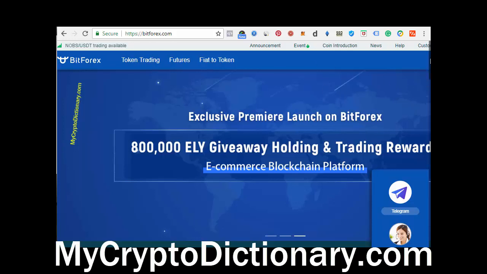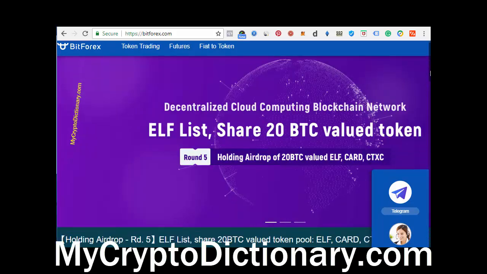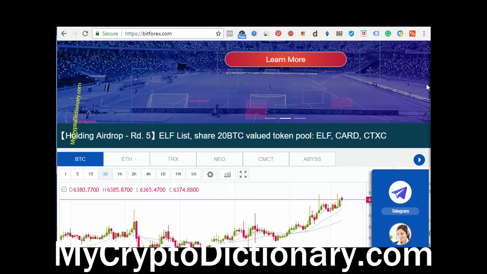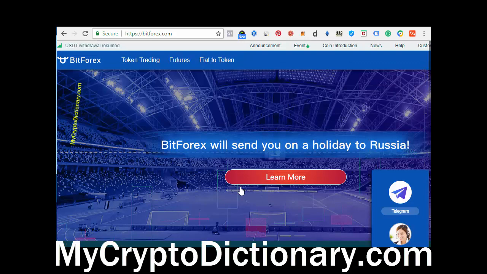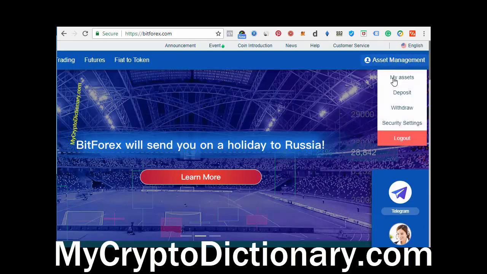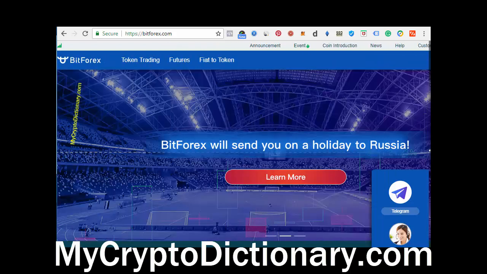The first thing you need to do is log in to your account. Once you log in, scroll down on the home page. After login, make sure you have logged in. To know that you have logged in, you can check here. Once you have this asset and all this, that confirms that you have logged in successfully. So you can scroll down.